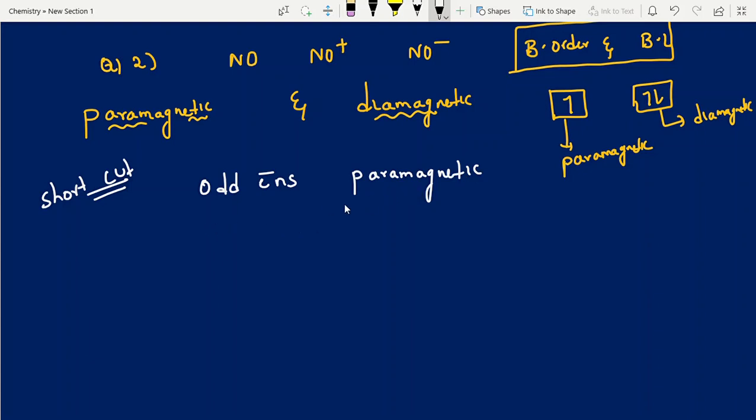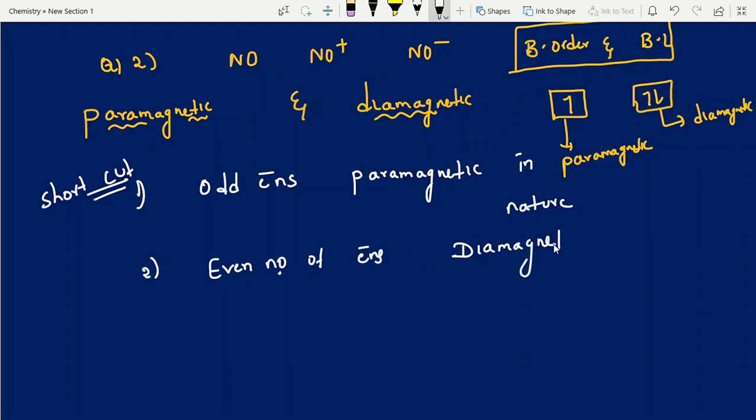Odd electrons: paramagnetic in nature. Clear? Next point. Even number of electrons: diamagnetic in nature. Clear? Right? Suppose one electron is there like this. If two electrons are there, they will pair, no? Like that.